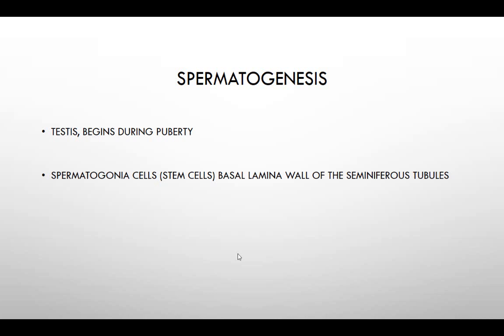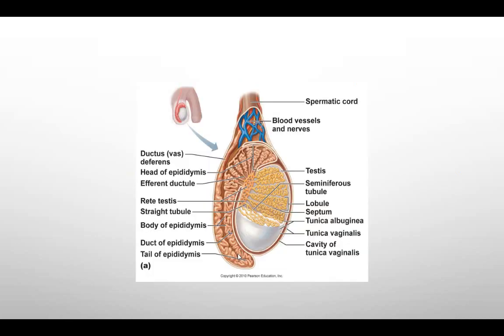So remember, stem cells are undifferentiated. They're very neutral. They could go either way, right? And so these spermatogonia cells, these stem cells, are found on what we call the basal lamina wall of the seminiferous tubules. Now, let me show you this. You may have to recap this from general A&P. But here's your testes right here, and inside there are yards and yards of the seminiferous tubule. This is where that spermatogenesis is taking place, in these tubules.